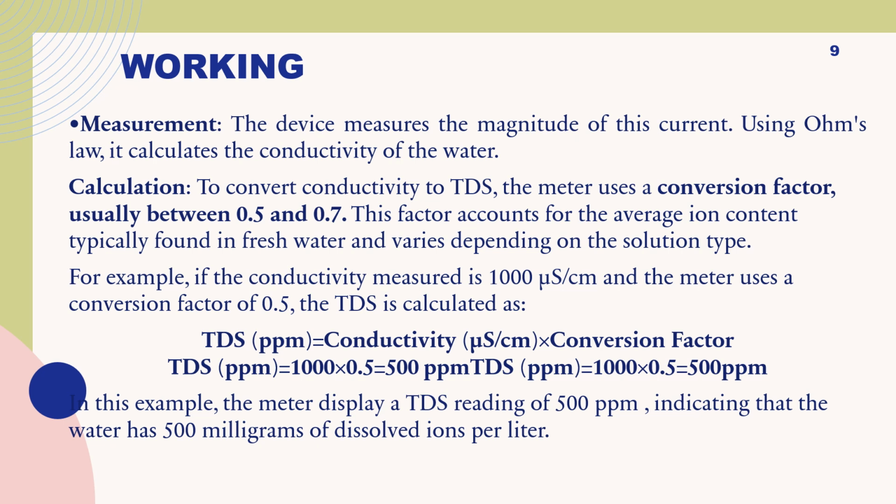Conversion of the electric current, or the conductivity, to the TDS value. Using Ohm's law, the meter calculates the conductivity of the water in microsiemens per centimeter. The meter then applies a conversion factor, usually between 0.5 and 0.7, depending on the type of dissolved solid, to estimate the TDS value in the water in parts per million.